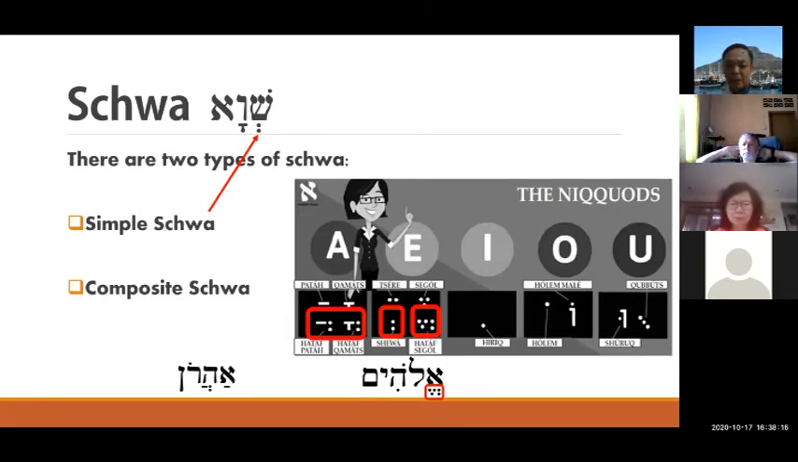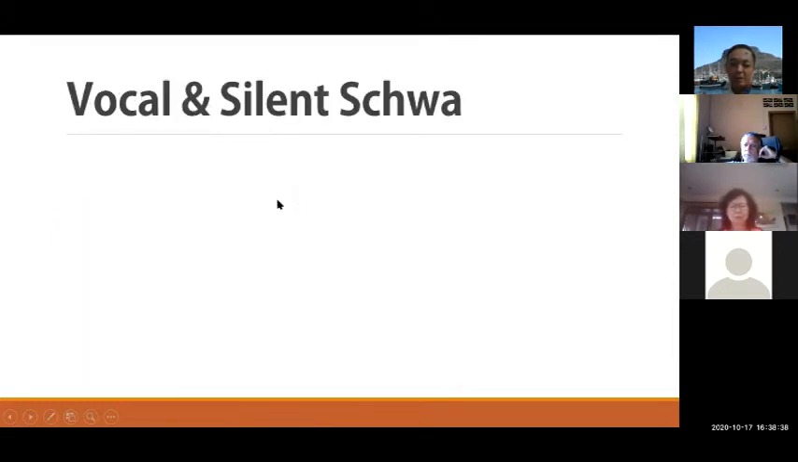You can see this word, Haron. This is also a composite schwa. And then you have Ohel, which is basically tent, right? So these are all composite schwas at the bottom here. All these are composite schwa. You look at here, composite schwa, composite schwa. So these are the two types of schwa.